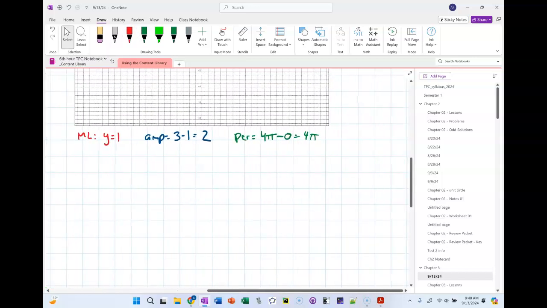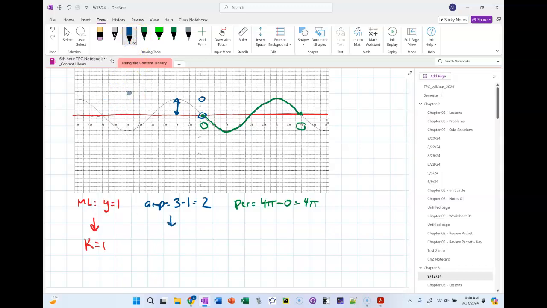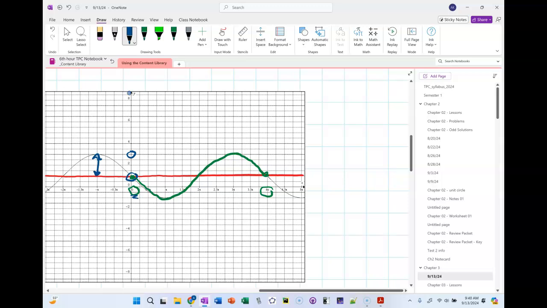All right. So midline y equals 1 tells me that the k is 1. The amplitude is 2, tells me that a should be plus or minus 2. Let's figure out if it should be positive 2 or negative 2. I start by looking at x equals 0. I'm on the midline. So I look at the next extrema after that, which is a minimum. So I pick negative 3.